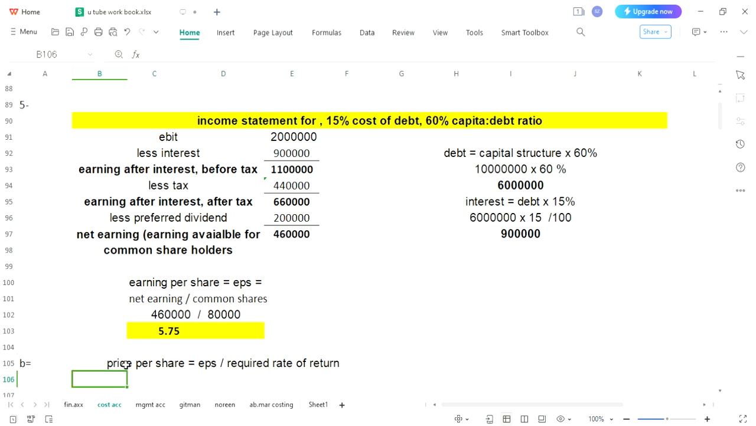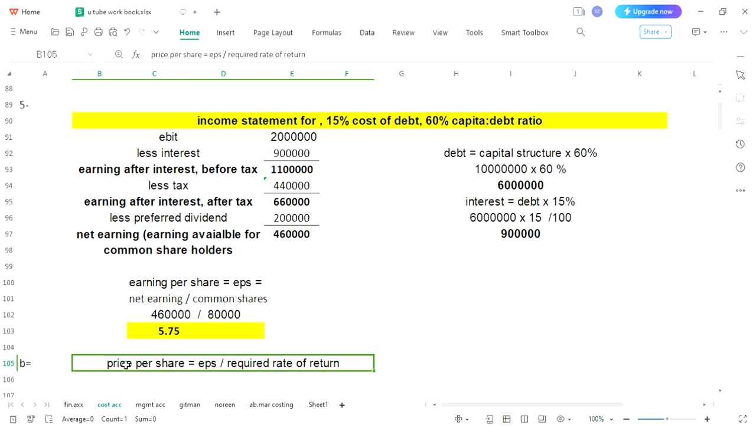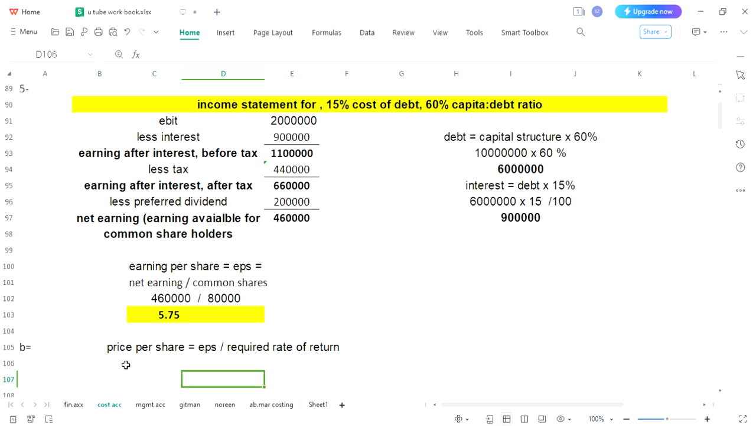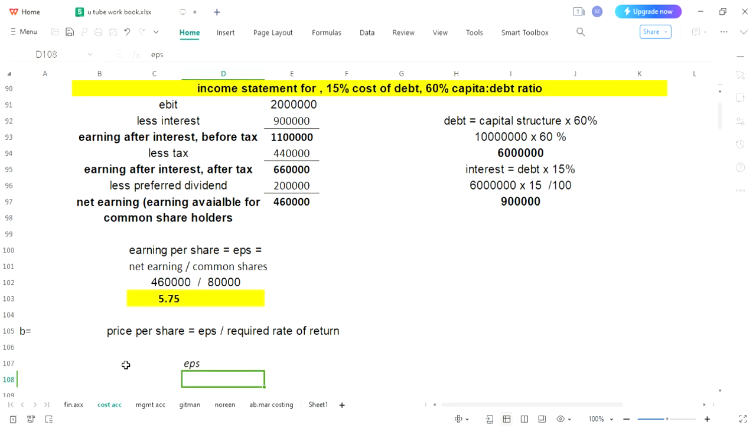Price per share would be calculated by dividing EPS with required rate of return. So to calculate it, we will now be putting EPS, which we have calculated over here, and the second thing which is required is to write required rate of return, and this is given in your question.